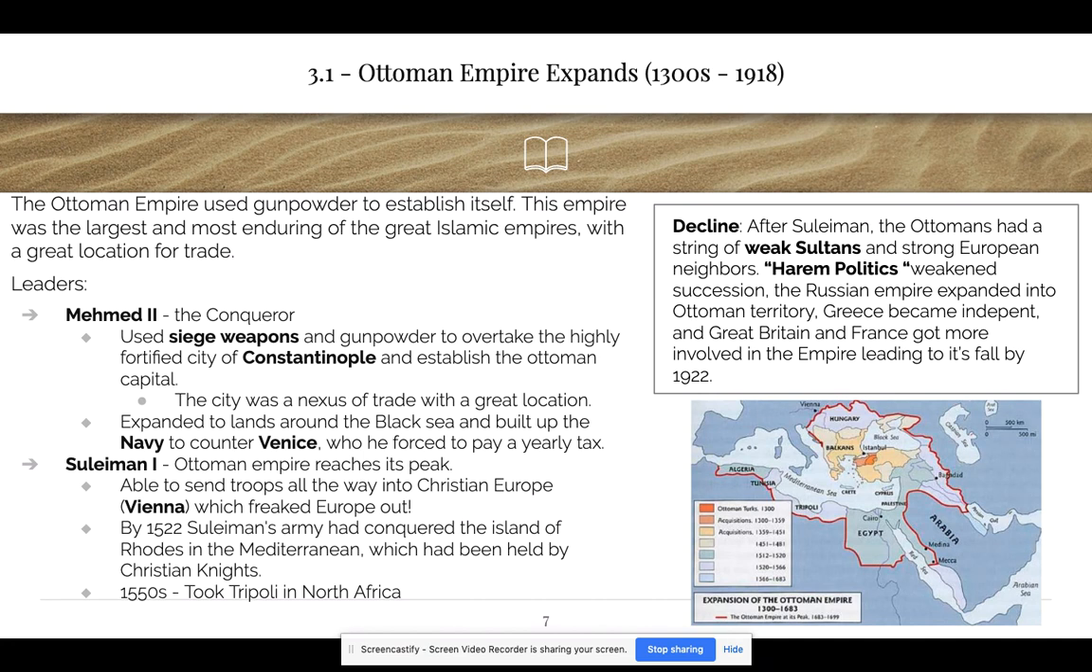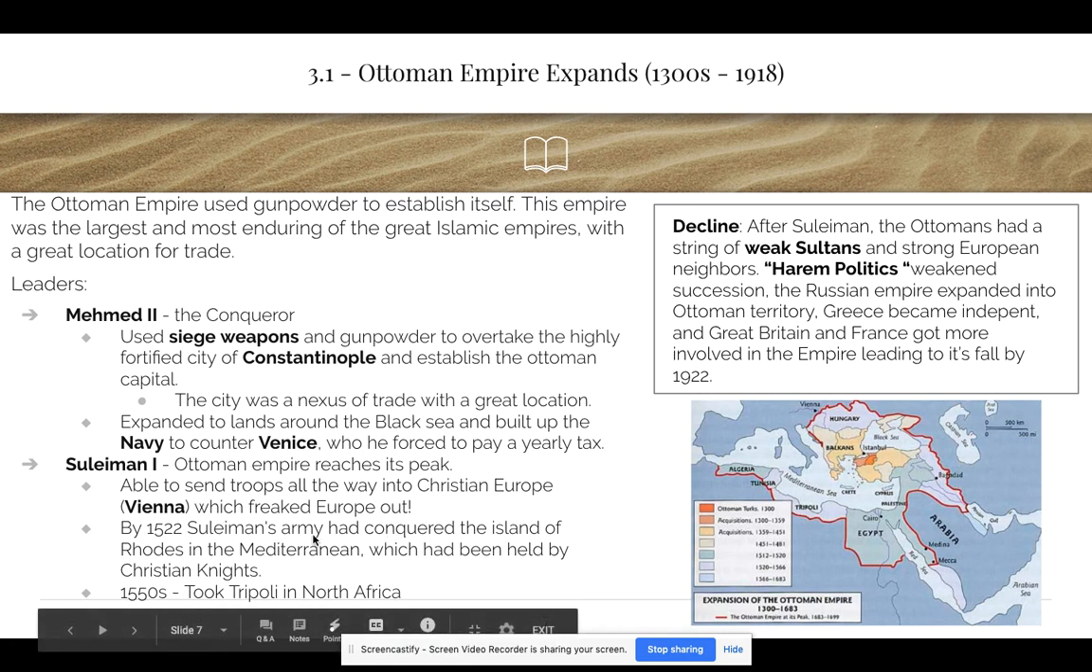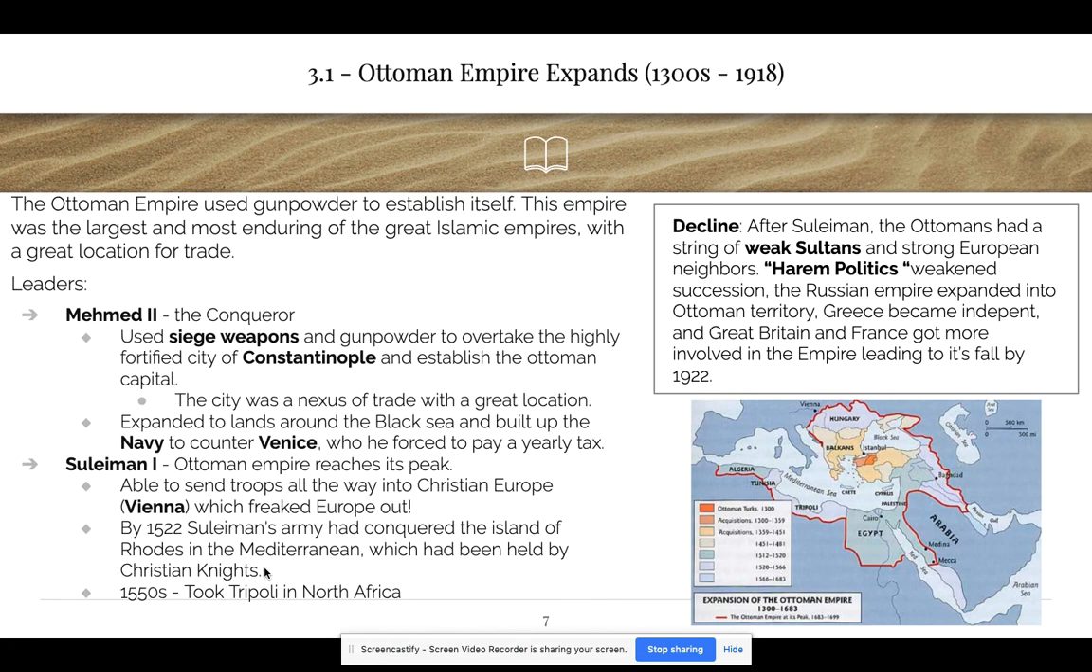So the fact that we see Mehmed II and later Suleiman I sort of knocking on the door of Europe makes them very nervous. So now we have Suleiman I. This is when the Ottoman Empire reaches its peak. He was again able to send troops all the way into Christian Europe and Vienna, which really puts Europe on high alert for a little while. Suleiman's army eventually conquers the Isle of Rhodes and Mediterranean, which had been held by Christian knights. Again, we start to see the Europeans start to freak out.